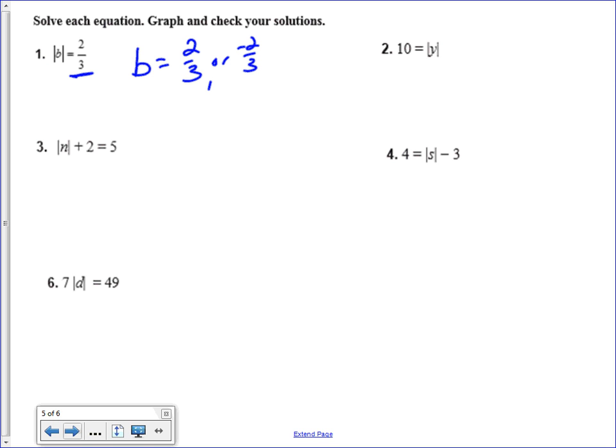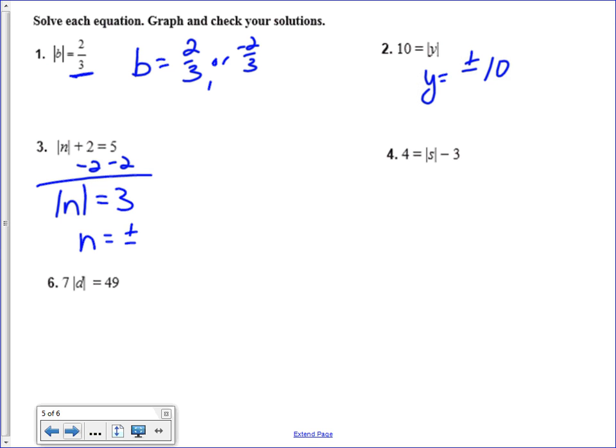On the next one, it says what number is 10 away from 0, or the absolute value of y is equal to 10. Well, y here could be a positive or a negative 10. On number 3, well, now we have to think a little bit more. So now we have to somehow get that absolute value of n by itself. So to do this, we simply subtract off what number is with it, and we get the absolute value of n now is equal to a 3. So what number is 3 away from 0? That could be a positive or a negative 3.